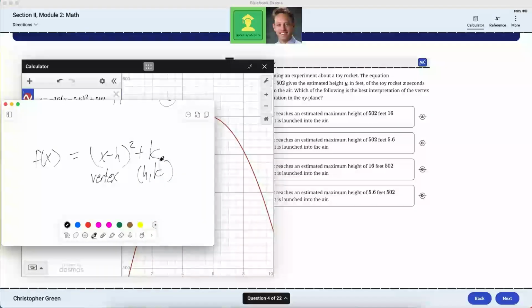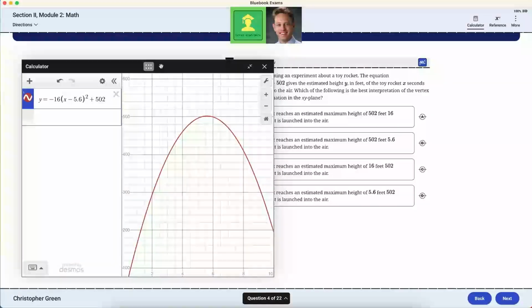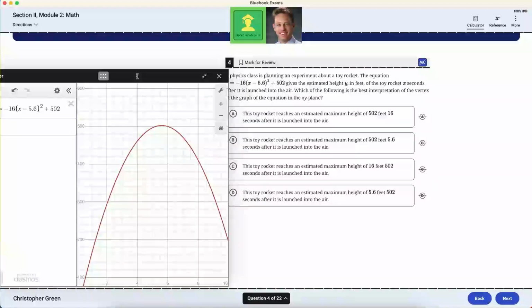which is, of course, the (h, k) coordinate pair, respectively, that we drew a minute ago right here. So when the time is 5.6, it reaches a maximum height of 502. Estimated height, a max height of 502 feet, 16 seconds after its launch, sure. Or I'm sorry, 5.6 seconds after it is launched, which is B as in boy.